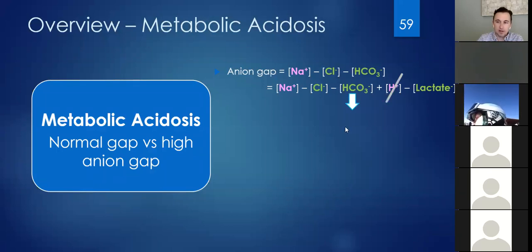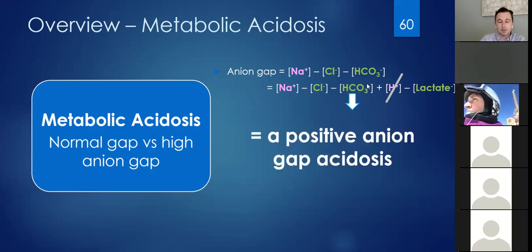The bicarb is going to go down again because the hydrogen is going to be buffered, and it leaves this negatively charged lactate molecule. Since we don't put this in our anion gap equation, but we're dropping our bicarb, which is a negatively charged molecule, you're actually adding to the gap, which gives you a positive anion gap acidosis. Does that make sense?